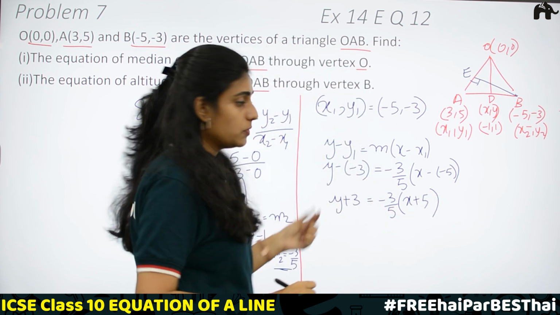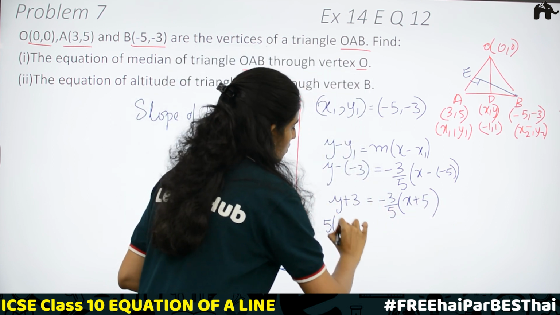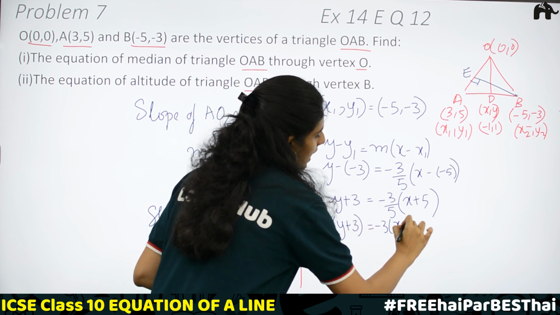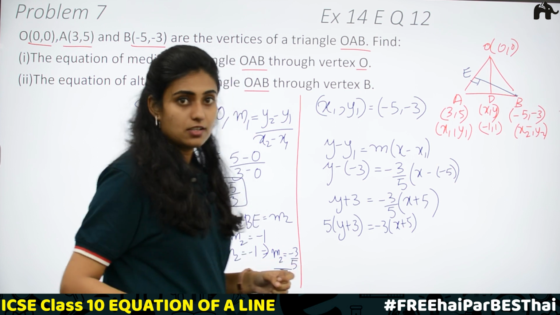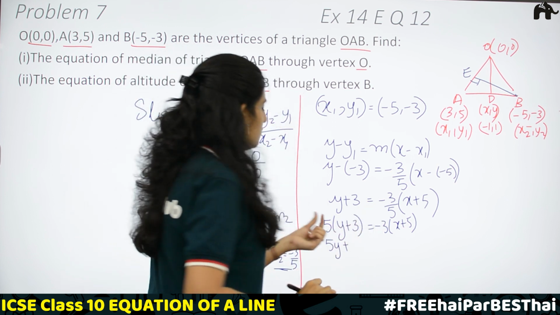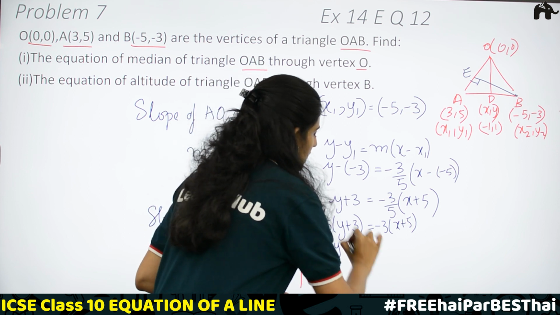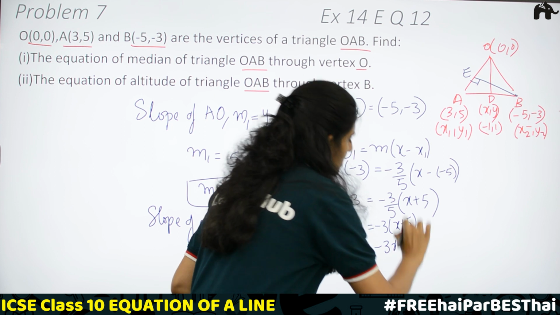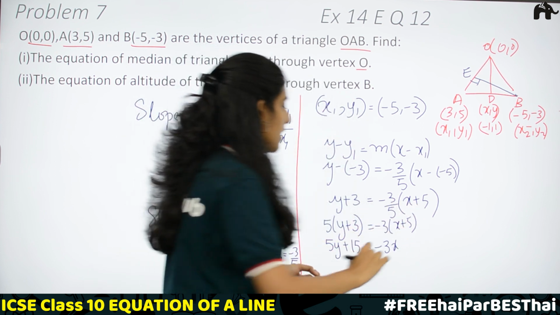Taking this 5 to the opposite side, 5 into (y plus 3) is equal to minus 3 into (x plus 5). Removing the brackets and multiplying, we get 5y plus 5 into 3, 15, is equal to minus 3x minus 3 into 5, minus 15.